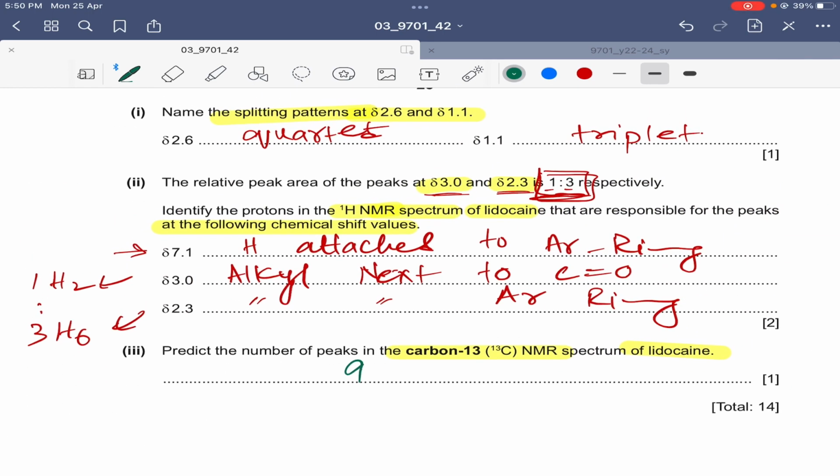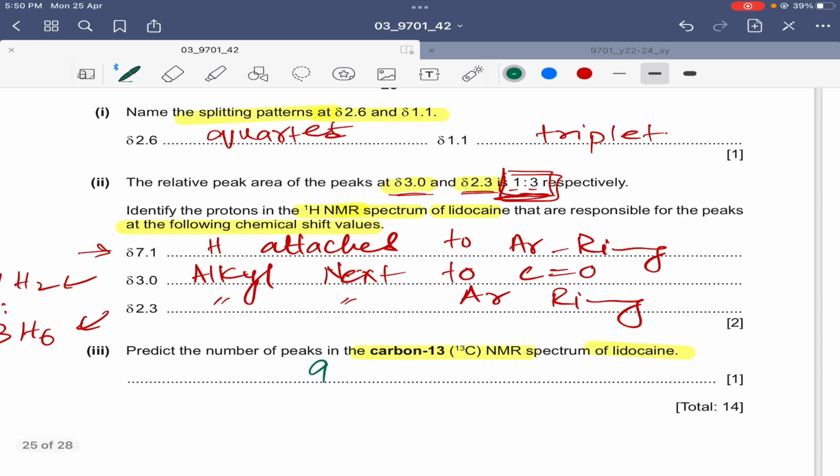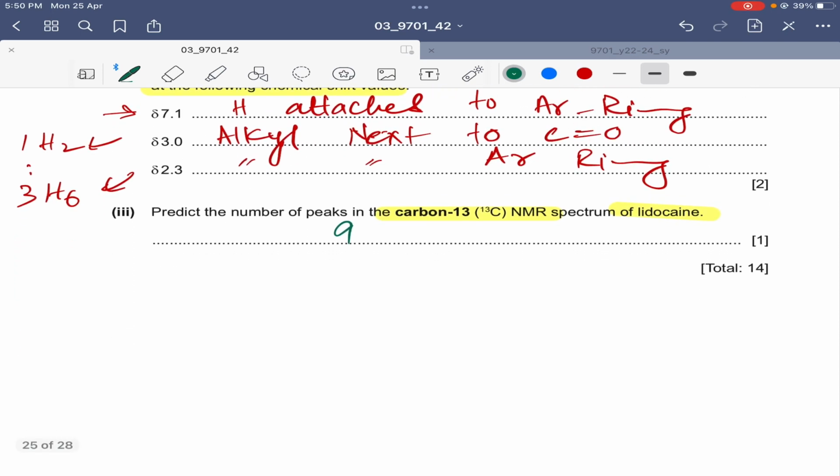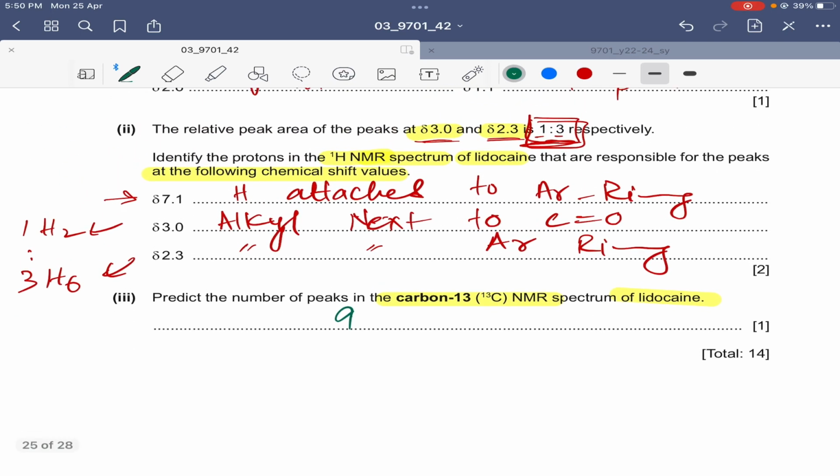9 peaks. So this is the last part, and this is the end of the paper, right? So we have solved the whole paper, and if you have any questions you can ask in the comment section.